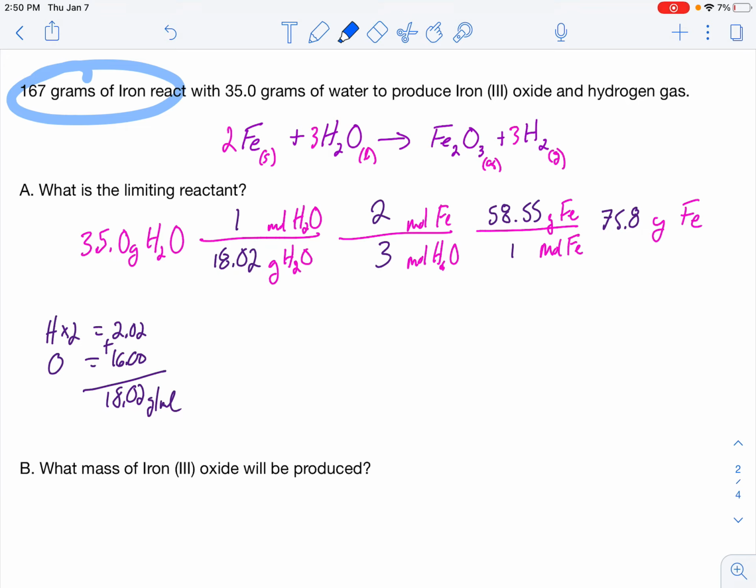Our next step is to compare that to what's given to us in the problem. We were given 167 grams of iron. Now we got to use the brain and figure out what happens here. This is saying when 35 grams of water react, I need 75.8 grams of iron. Do I have 75.8 grams of iron? Well, yeah, I have 167. That's more than what's actually required. So that means I'm going to have excess iron, and water is my limiting reactant. That's how that works. Great.